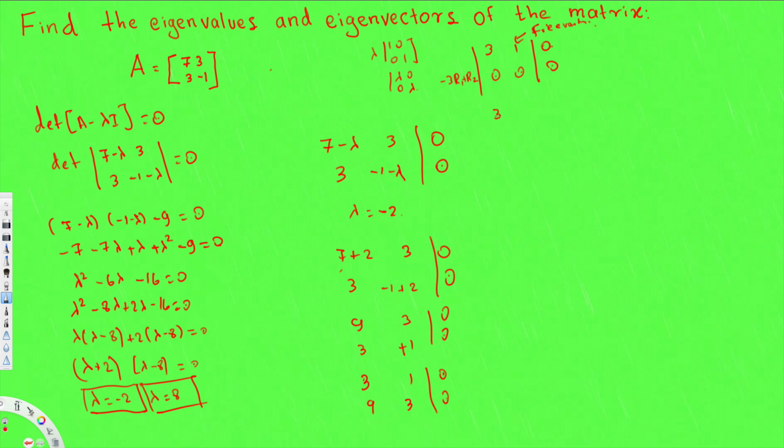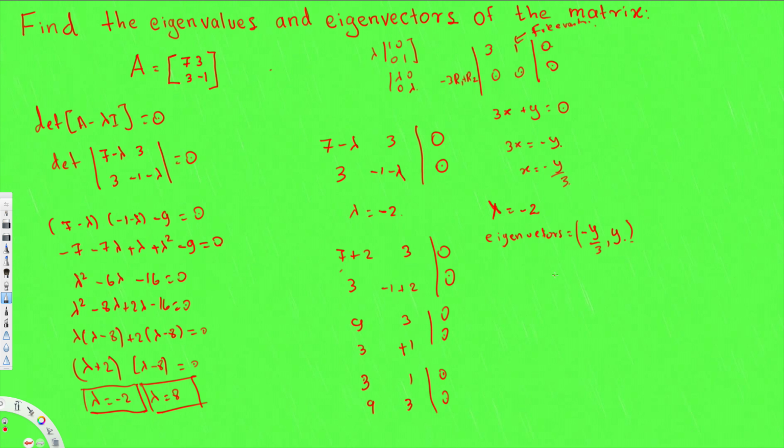So let's do this. 3x plus y is equal to 0, now I have to write the x in terms of free variables. So this is going to be 3x is equal to minus y, and therefore x is going to be equal to minus y by 3. Therefore my eigenvector, for when lambda is equal to minus 2, that's what we are doing right now, is going to be minus y by 3.